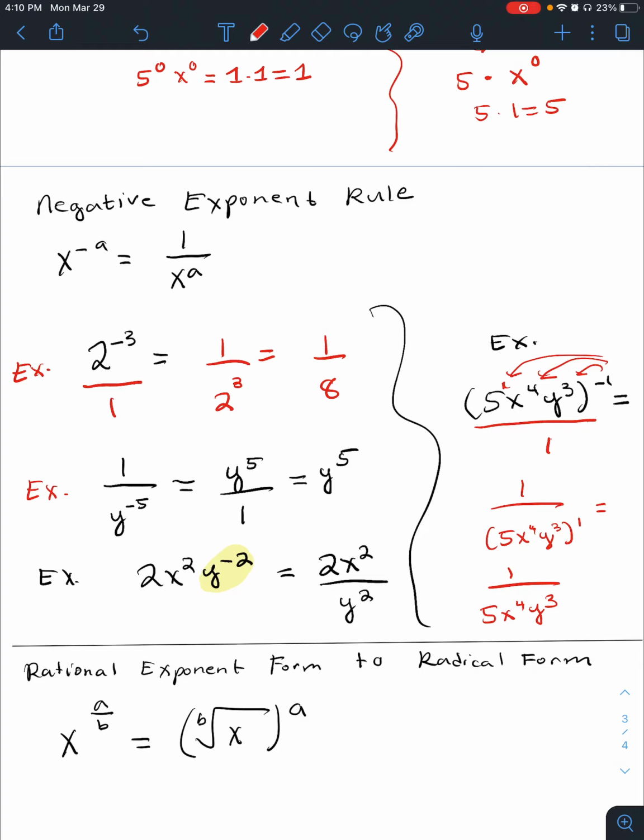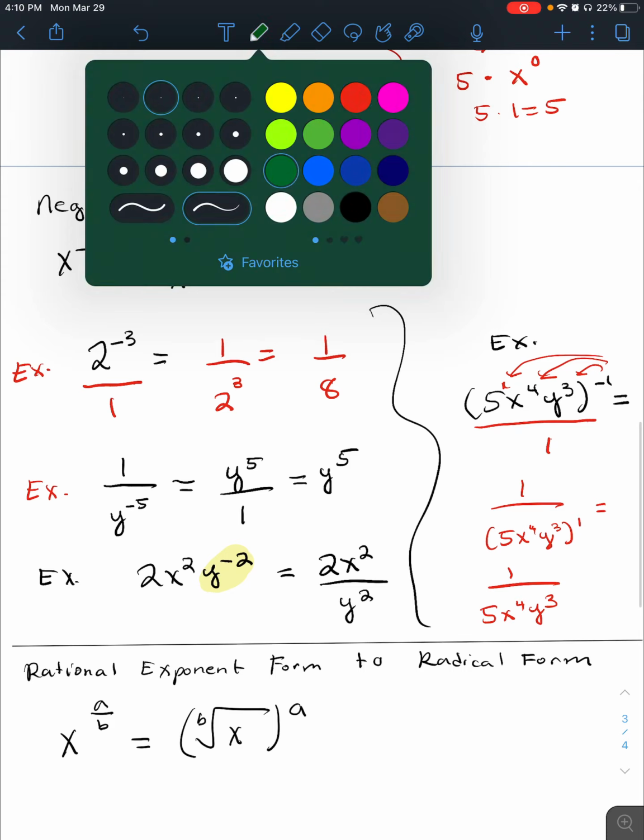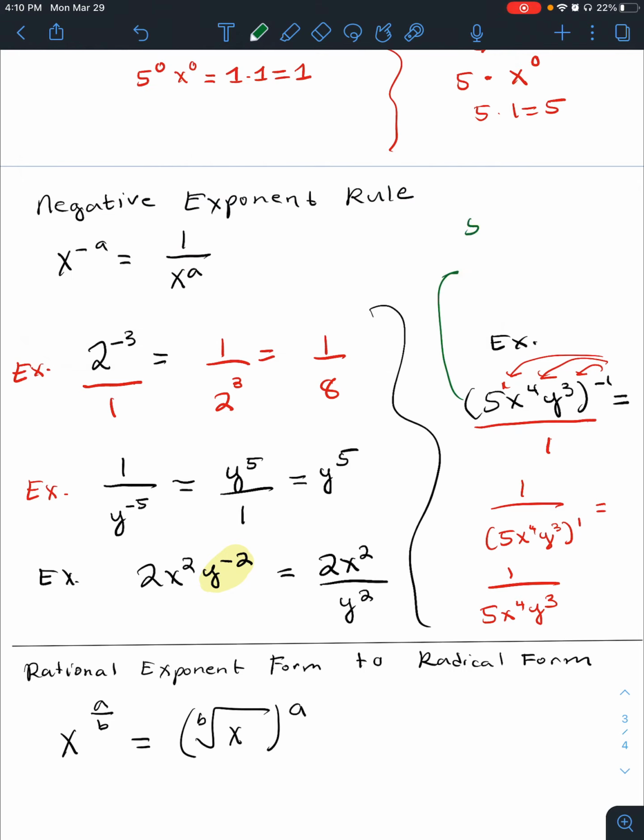If this part confused you a little bit, I would slow down, rewind, and see why this works. If you did this the longer way, this would be 5 to the power negative 1, x to the power negative 4, and y to the power negative 3. We know that we could put all this over 1, and if we did the reciprocal, we would get the same result as we did here. So once again, make sure that you're understanding what you're doing and you're asking questions about what is happening.